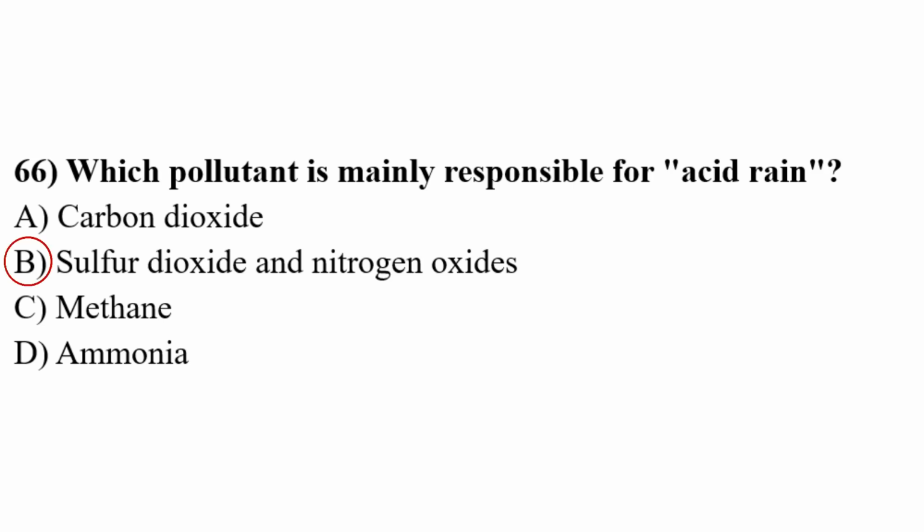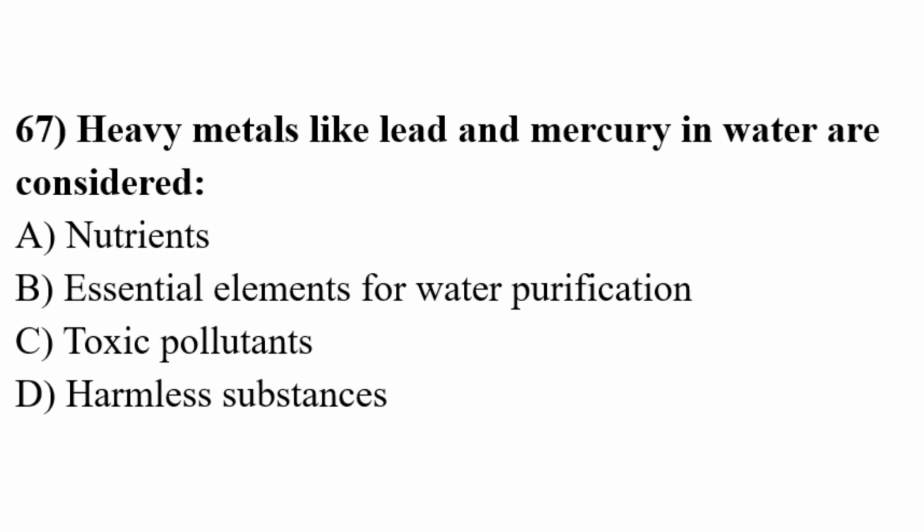Answer: B. Sulfur dioxide and nitrogen oxides. 67. Heavy metals like lead and mercury in water are considered: A. Nutrients. B. Essential elements for water purification. C. Toxic pollutants. D. Harmless substances.